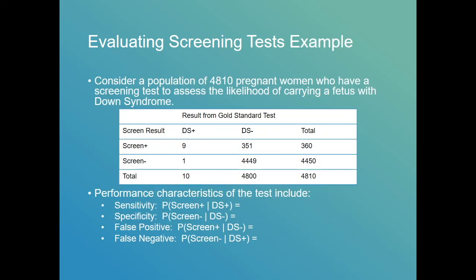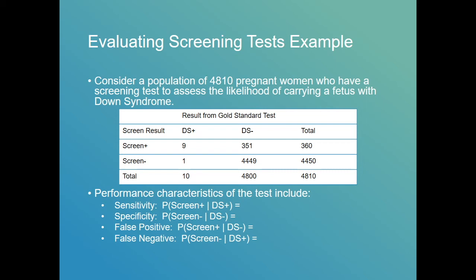Here's an example of evaluating the sensitivity, specificity, false positive, and false negative. So in this example, we have a population of pregnant women who have a screening test to assess the likelihood of carrying a fetus with Down syndrome. So we have a gold standard test that has been screened and shows fairly regularly that this is accurate. And then we have our new screening test on the left-hand side, where we're trying to see if this cheaper option will tell us the same results.